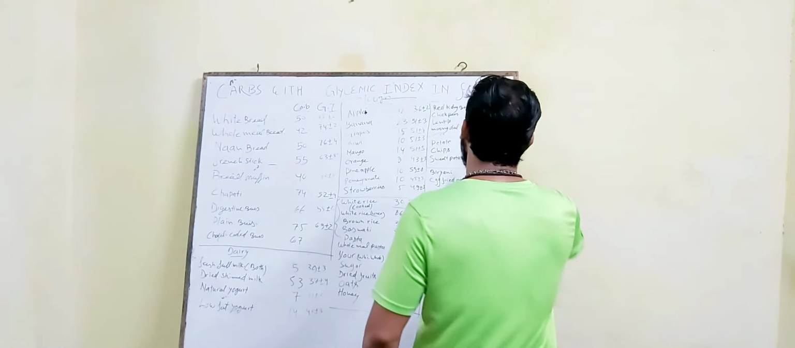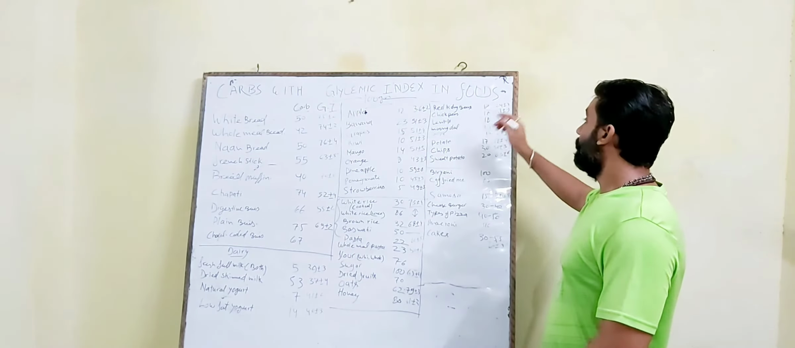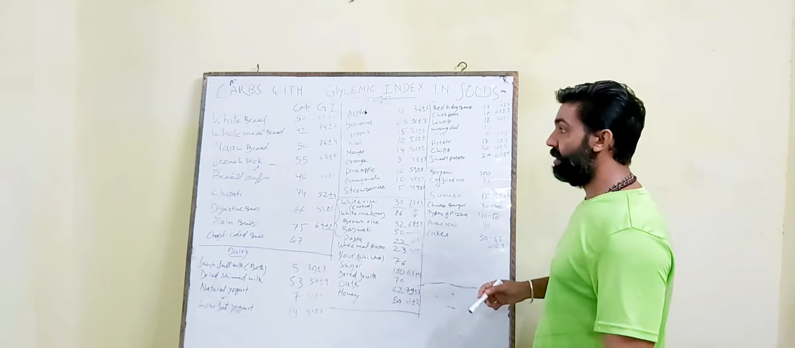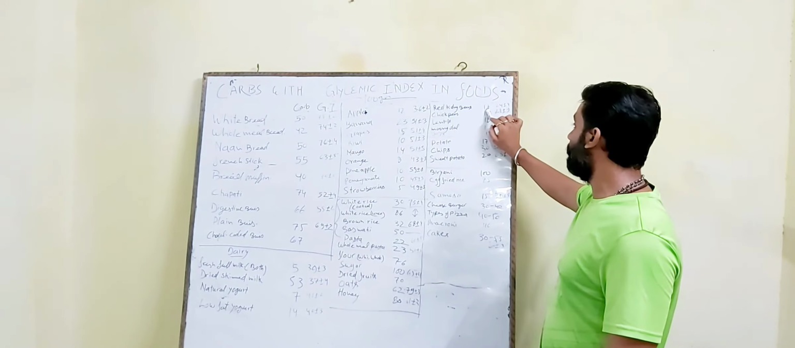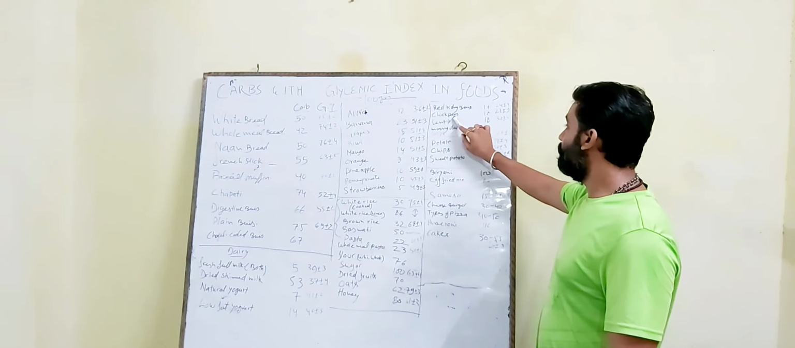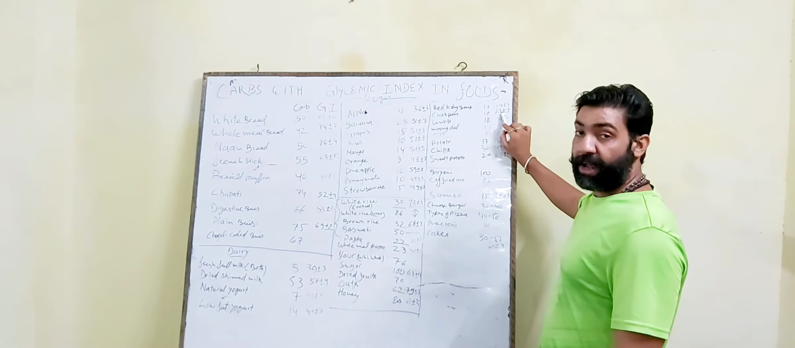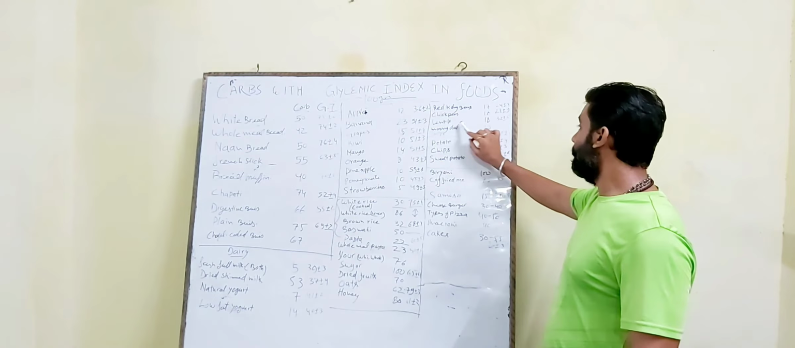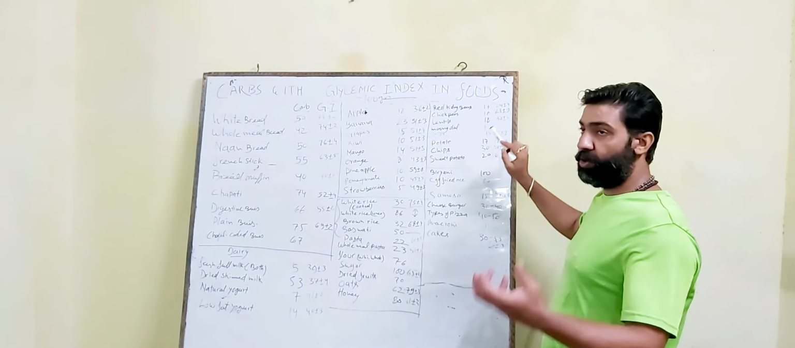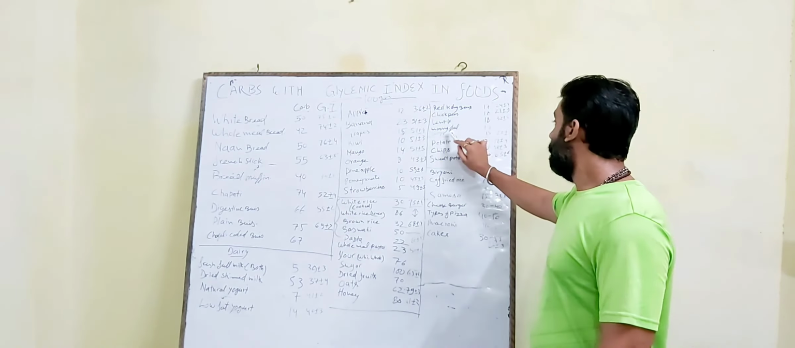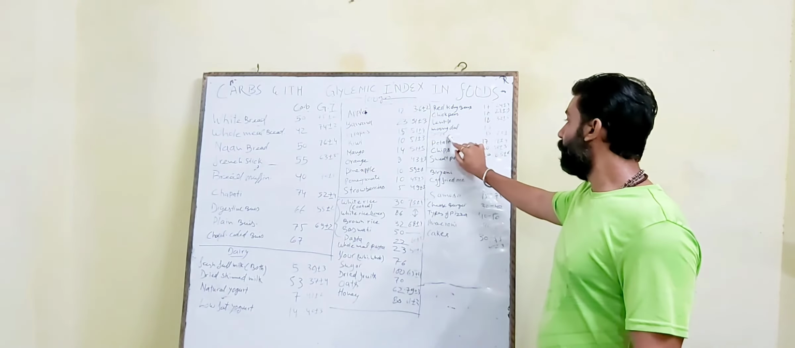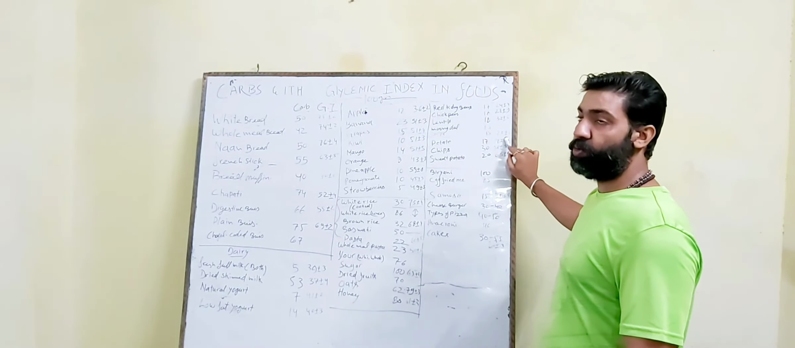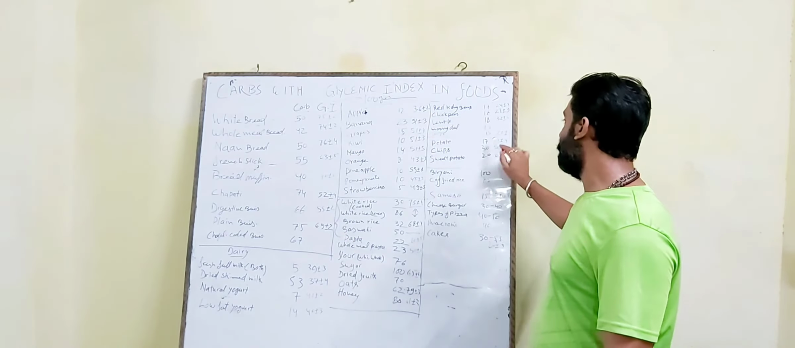Now lentils and beans. Red kidney beans have 17 grams of carbs and a GI of 24. Chickpeas 18 grams, GI value 28. Lentils 18 grams and a GI value of 32. Moong dal has 15 grams and the same 32. Soya has 15 grams of carbs and a GI value of 20, plus or minus 4.